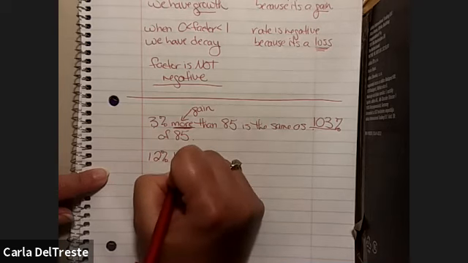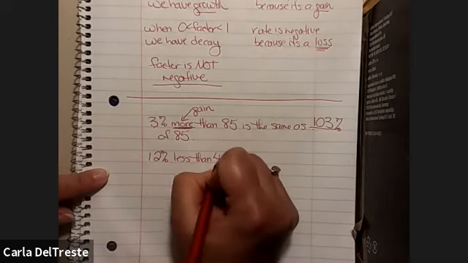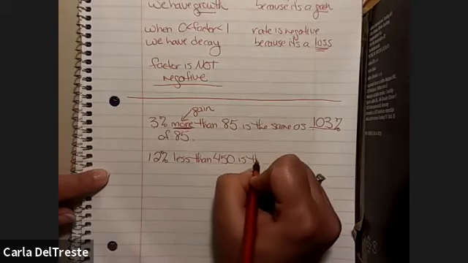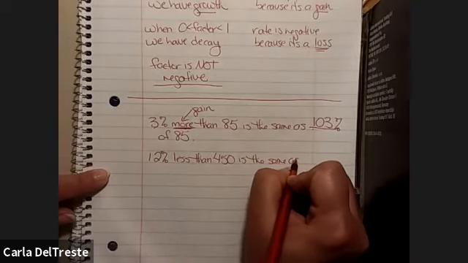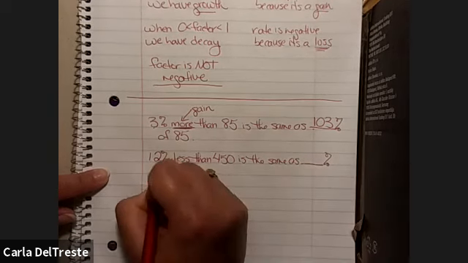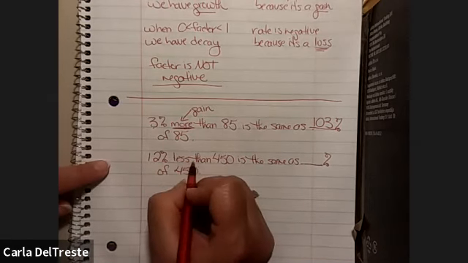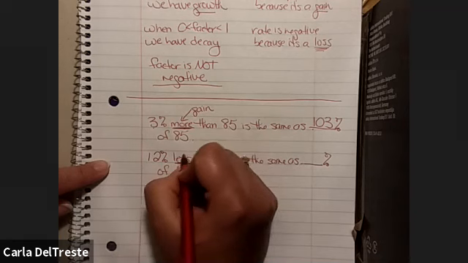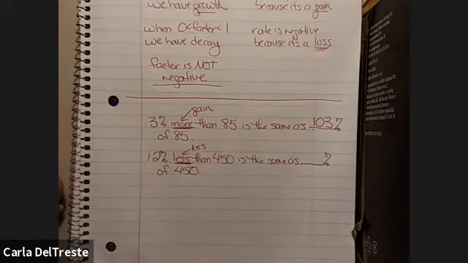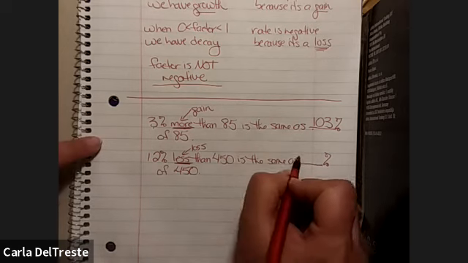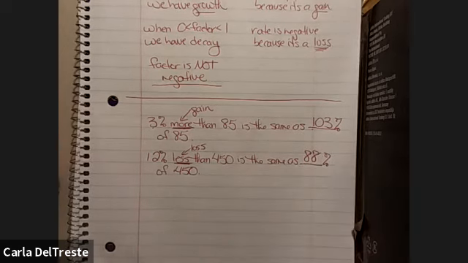12% less than 450 is the same as what percent of 450? 12% less than. This is indicating a loss. Well, if we're losing 12%, what do we keep? Okay, take it away from 100. That means that we're keeping 88% of 450. Okay, always a difference of 100%.